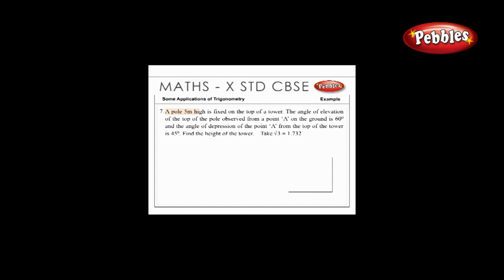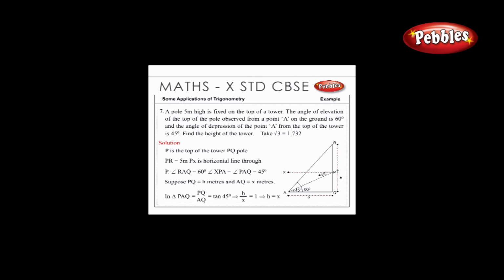A pole 5 meter high is fixed on the top of the tower. The angle of elevation of the top of the pole observed from a point A on the ground is 60 degree and the angle of depression of the point A from the top of the tower is 45 degree. Find the height of the tower. Solution. P is the top of the tower PQ. Pole PR is equal to 5 meter.